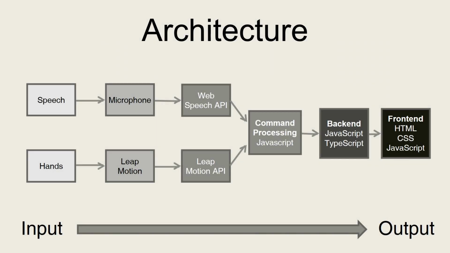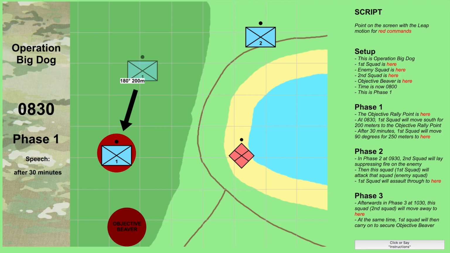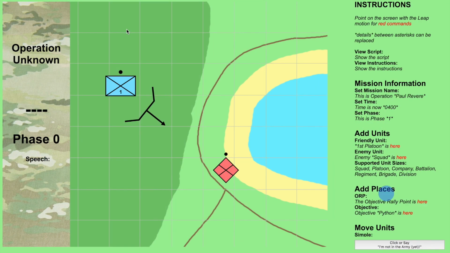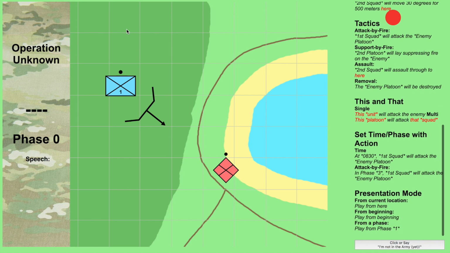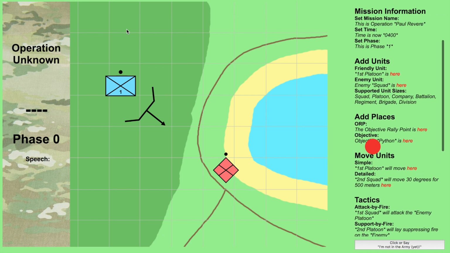Speech is parsed through the Web Speech API, while hand tracking is done with the Leap Motion. Both inputs are then used to figure out which command the user wants. The Leap Motion component was very simple, used mostly just to designate a location on the board. The user can also scroll through the instructions or script by making a fist, so that the entire interface is usable without a mouse or keyboard.